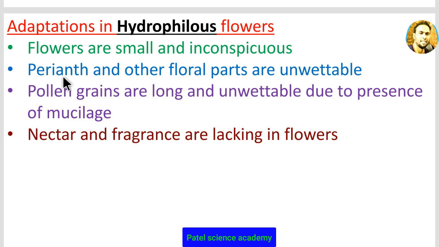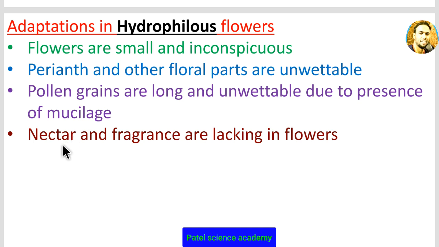Perianth and the other floral parts are unwettable. Third, pollen grains of the hydrophilous flower are always long and unwettable due to the presence of mucilage, because the flower in the water is covered by mucilaginous layers. That's why pollen grains are long and unwettable due to the presence of the mucilage.